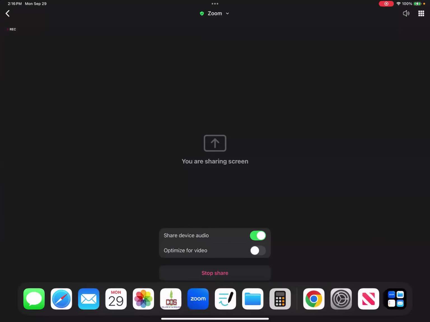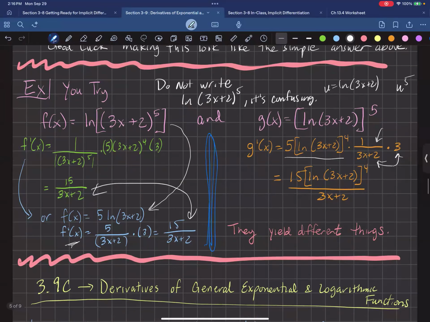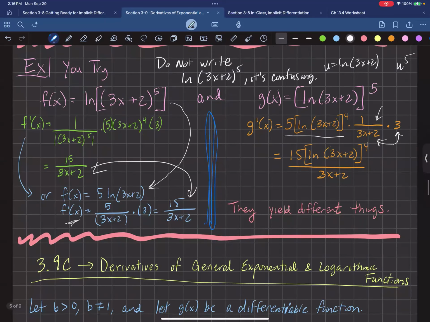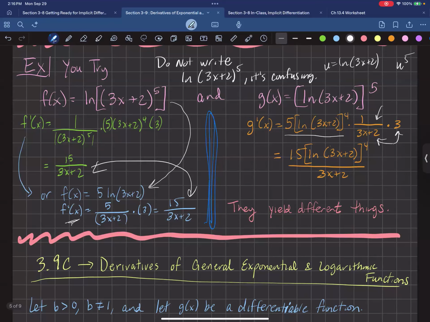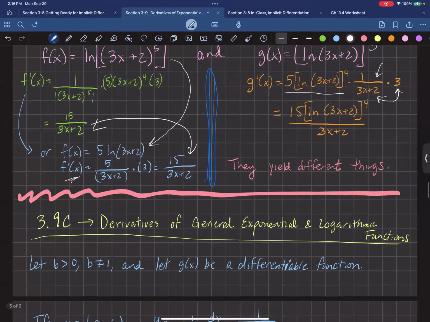All right, we're going to do our third video for 3.9. This is derivatives of general exponentials and logarithmic functions. So instead of doing e to the x or ln of x, we're going to look at a general base b. So we'll have b be greater than 0. b does not equal 1 because it makes it a trivial problem. 1 to the anything is just 1. And we'll let g of x be a differentiable function.